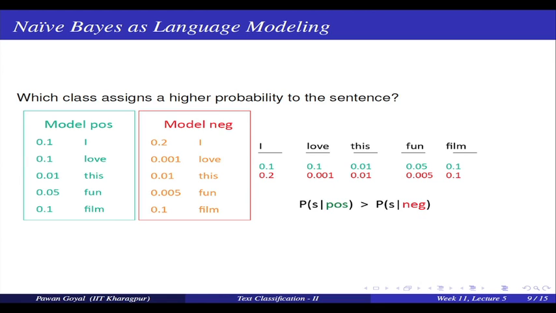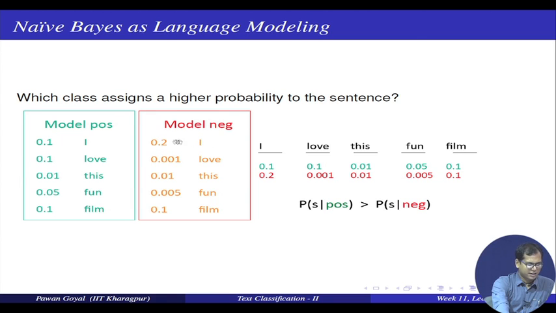On the other hand, in the negative model you won't have these terms quite often, so you will have "I" occurring much more times, but "love" is occurring with the probability 0.001, "fun" with 0.005, and so on. So now what will happen?